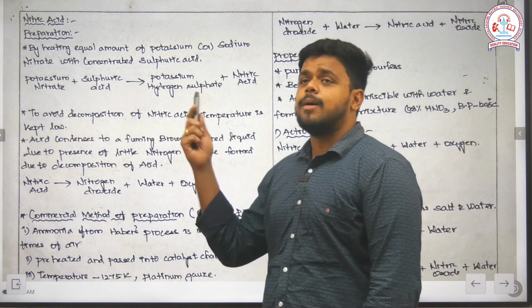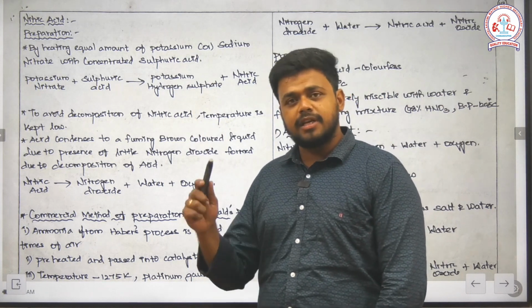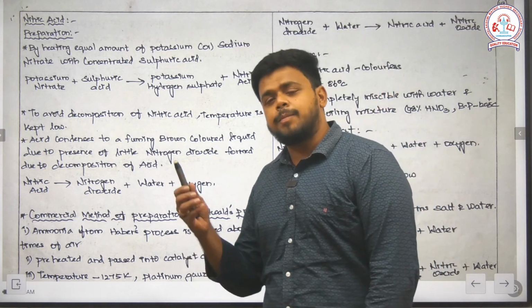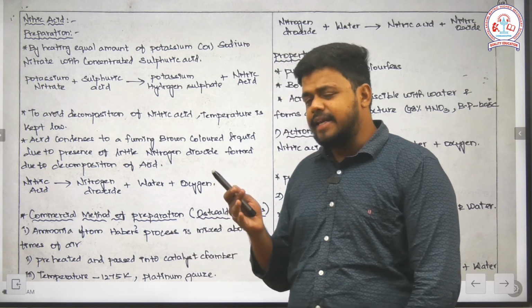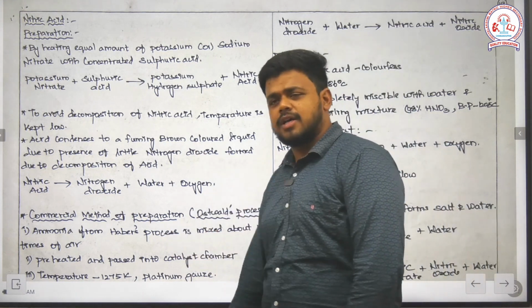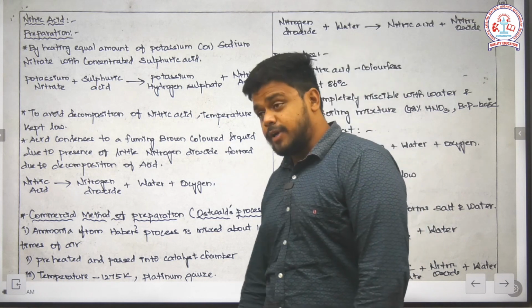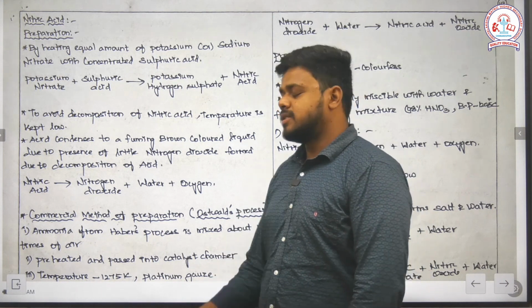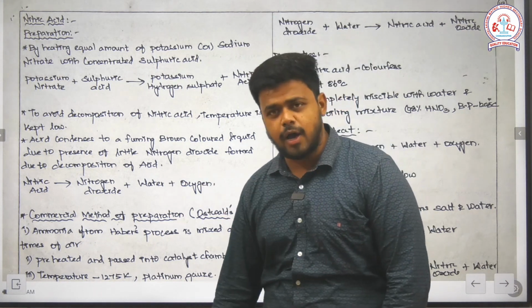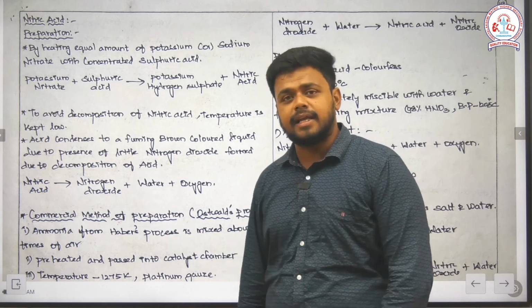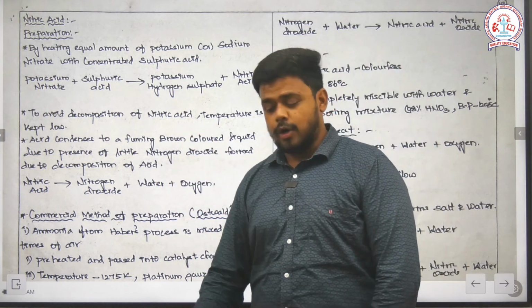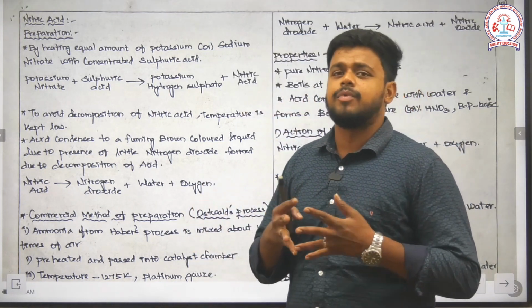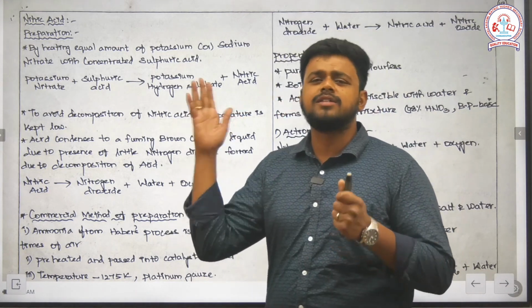So in order to prevent the decomposition of the nitric acid, the temperature has to be maintained as low as possible. Secondly, during the preparation, nitric acid has an ability to condense and form a fuming brown colored liquid because of the decomposition, which results in the formation of nitrogen dioxide. The resultant nitric acid changes to a brown color. So in order to avoid this decomposition and the color change during the preparation, the temperature has to be kept as low as possible.